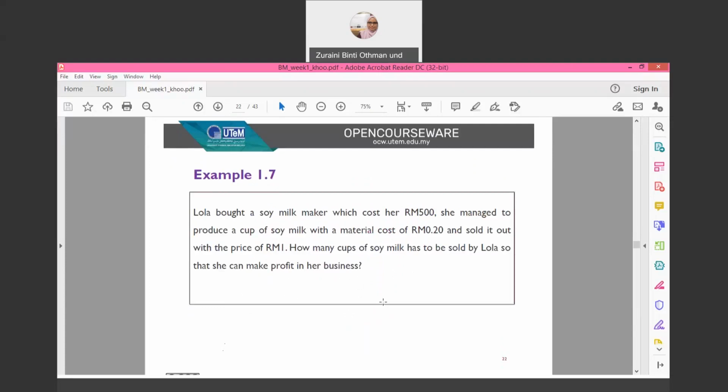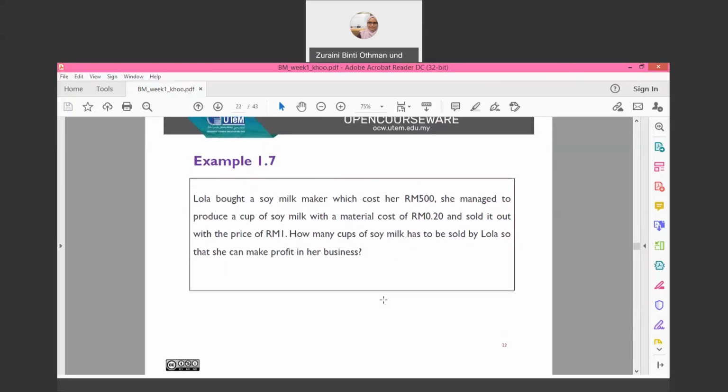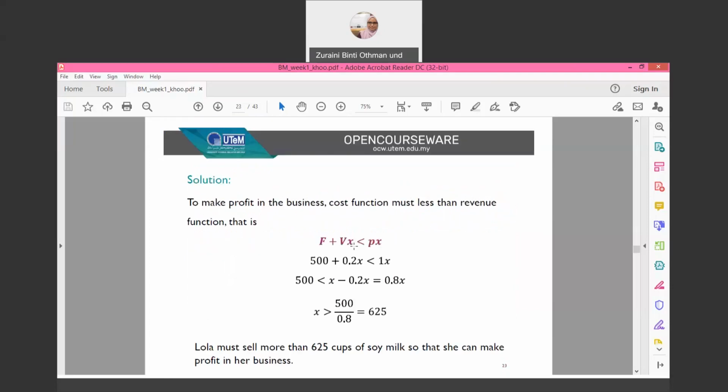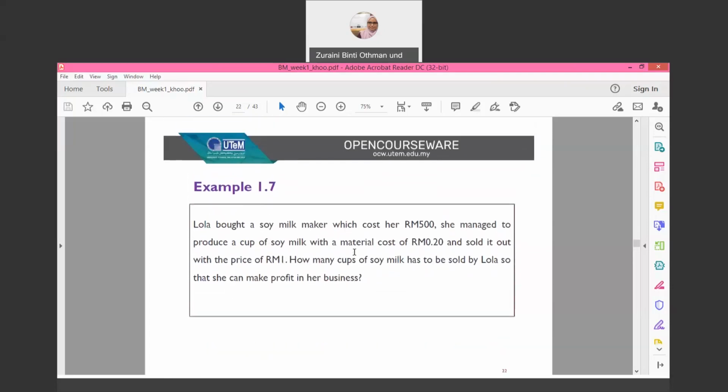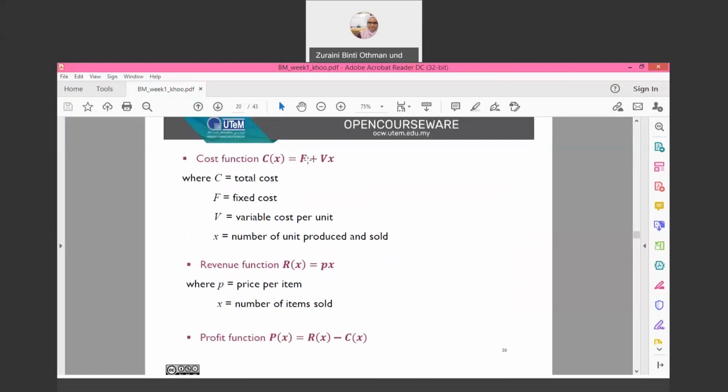Okay, Lola bought a soy milk maker which cost her 500. She managed to produce a cup 2,000 and sold it at a price 1 ringgit. How many cups of soy milk has Lola to sell so that she can make profit in her business? Okay, when we get this type of question, we follow the equation profit. Okay, so here we know C is less than R. So find the formula of C equals F plus Vx, then R is Px.